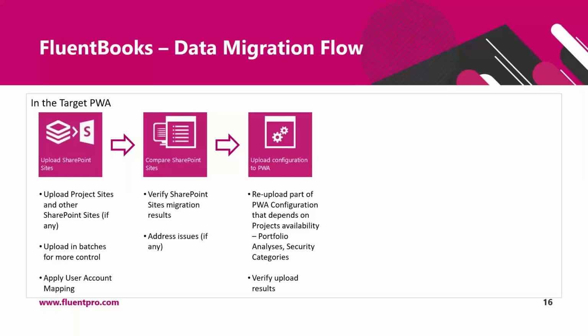The final step is to re-upload part of PWA configuration that depends on project's availability: its portfolio analysis and security categories. If they are uploaded before projects are available in the system, you will see, first of all, errors in the upload summary, and second of all, parts of the data will be missing for these entities. So once projects are uploaded, these two entities can be re-uploaded and they will be corrected in the target PWA.